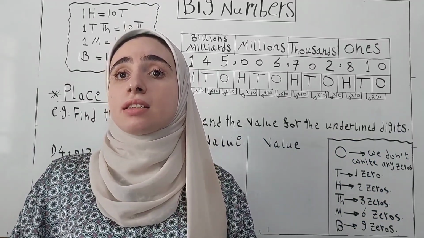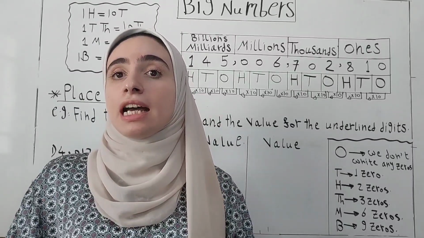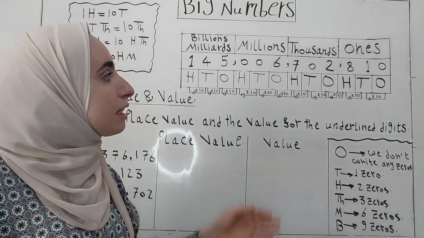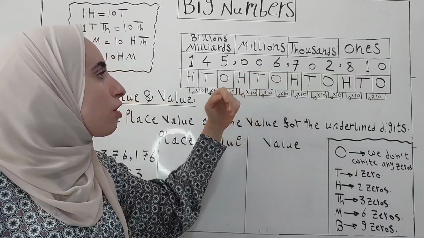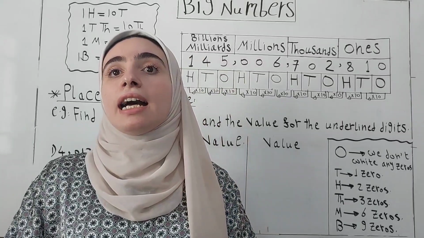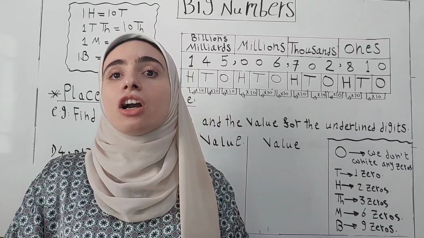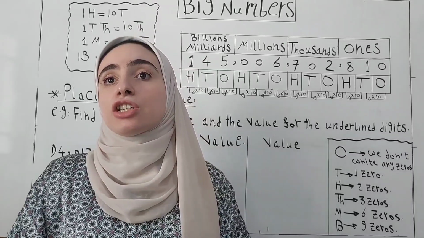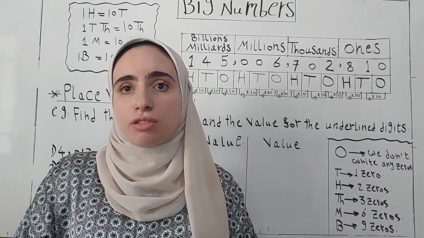The second topic in this lesson is place value and value. Place value refers to the position of the digit, where it belongs: hundreds, 10,000, millions, 100 millions, billions, 10 billions, 100 billions. And the value refers to the actual value of the digit according to its position.